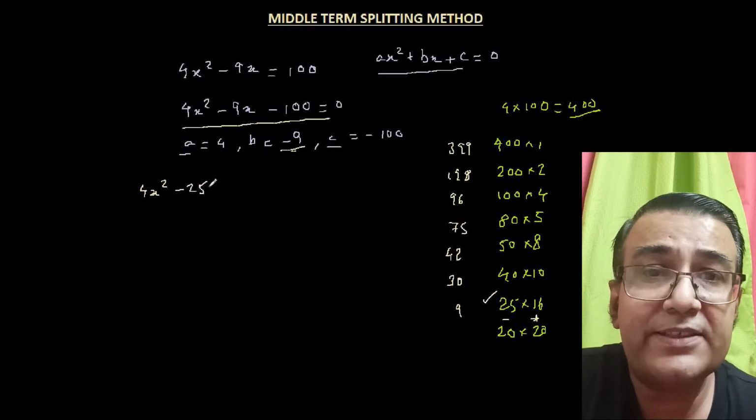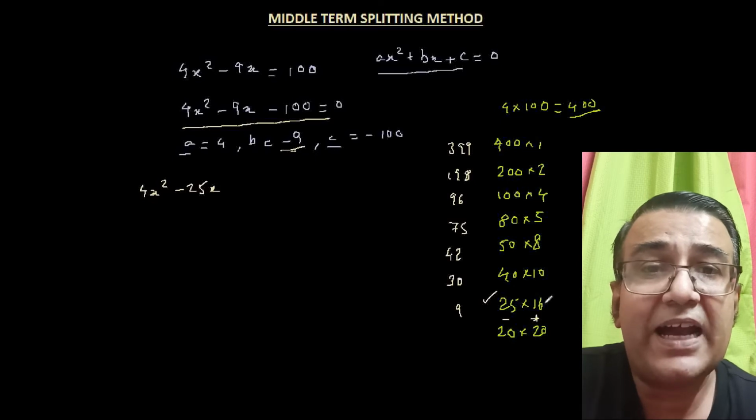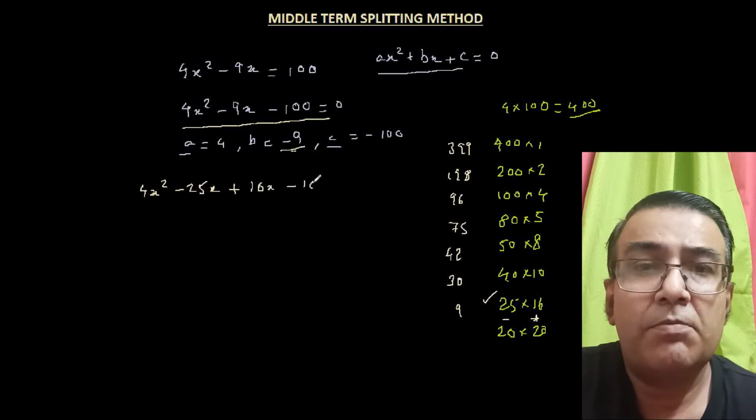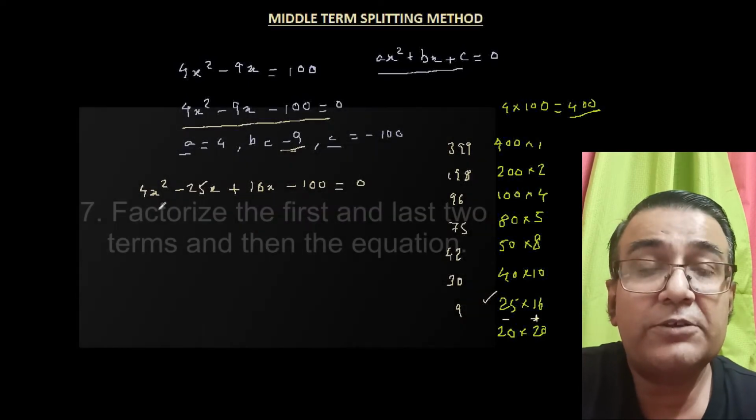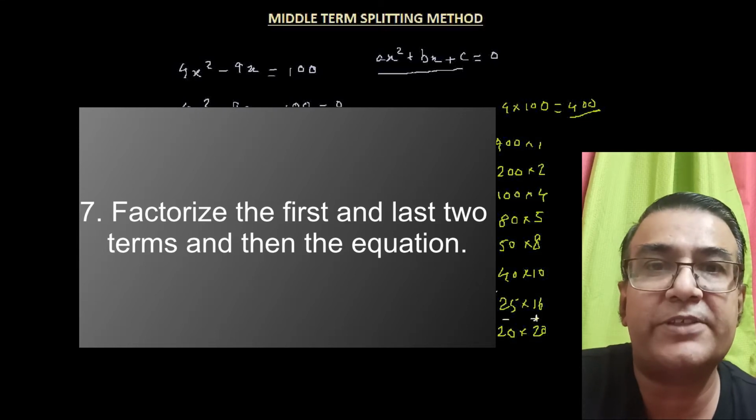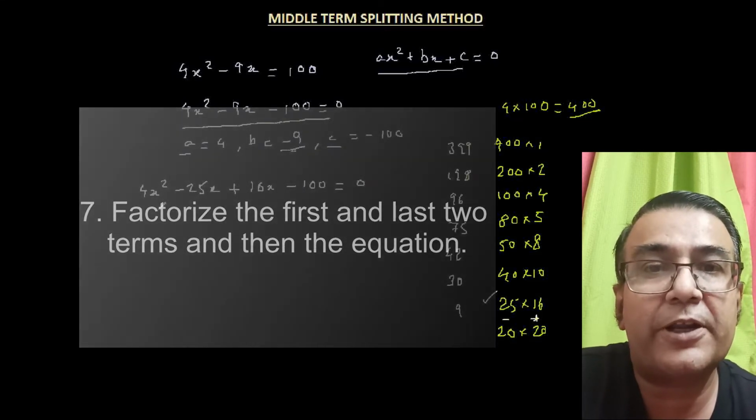So we can write this minus 9x as minus 25x plus 16x. Minus 100 is equal to 0. Now step number 7, we just factorize the first two terms and the last two terms and write the equation as a product of two factors.